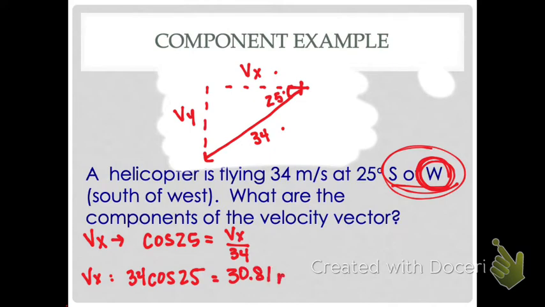30.81, I would agree, meters per second. My hypotenuse is 34, so you're right. It would be a red flag if it was coming out bigger than our hypotenuse. So I think we're okay for right now.